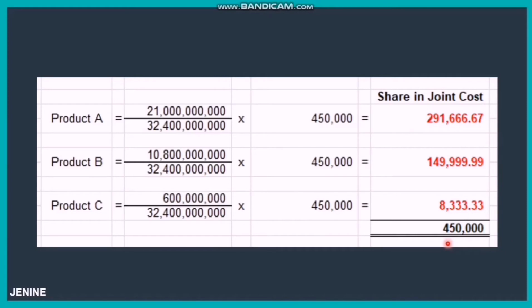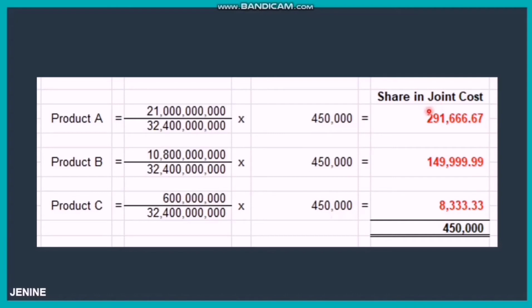Next, product B, yun ulit substitute 10,800,000,000 divided by 32,400,000,000 multiply sa total joint cost ng 450,000 pesos. You will get 149,999 pesos and 99 centavos. Product C, 600 million divided by 32,400,000,000 multiply sa 450,000 pesos and you will get 8,333 and 33 centavos.